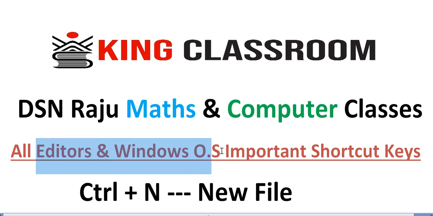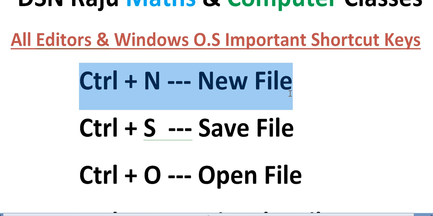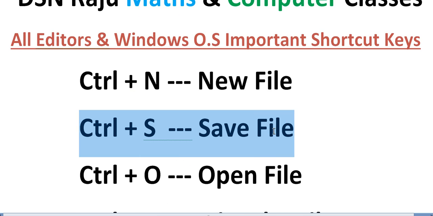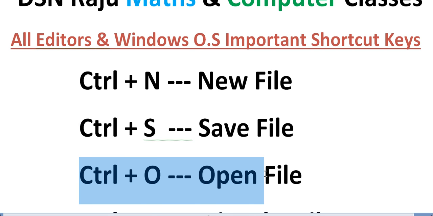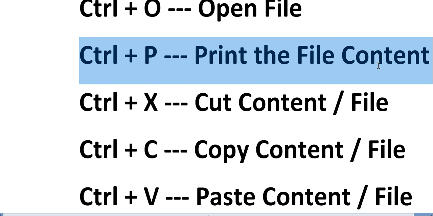Now, all editors and Windows operating system important shortcut keys. First one, Control plus N, new file. Control plus S, save the file. Control plus O, open file. Control plus P, print the file content.